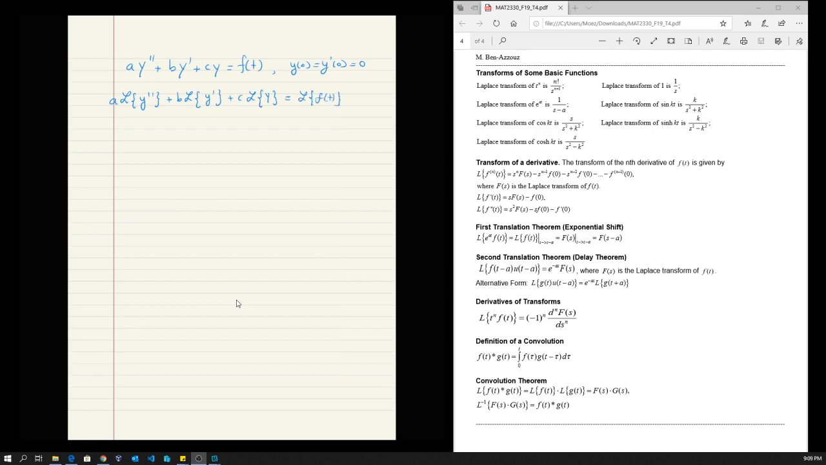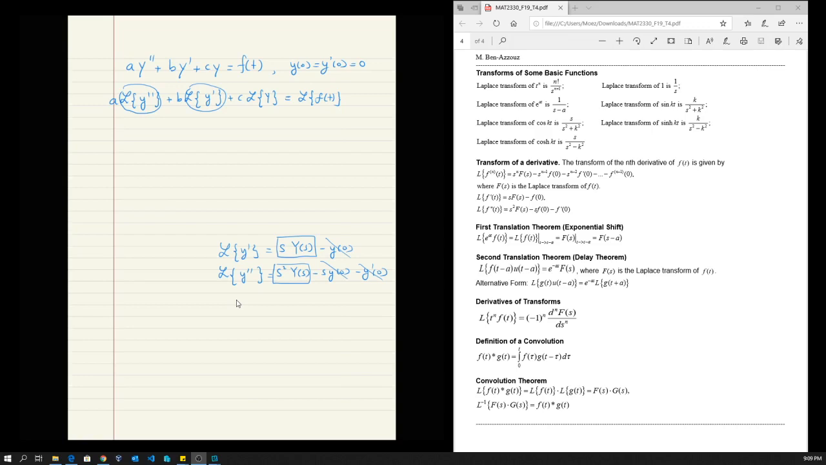Now let me remind you that the Laplace transform of y prime is s times the Laplace transform of y, so Y of s, minus little y of 0. The Laplace transform of y double prime is going to be s squared Y of s minus s y of 0 minus y prime of 0. But keep in mind, we just said that y of 0 and y prime of 0 are 0, so this is going to be gone. So this part right here is only going to give you this term here, and this part right here is only going to give you this term here.